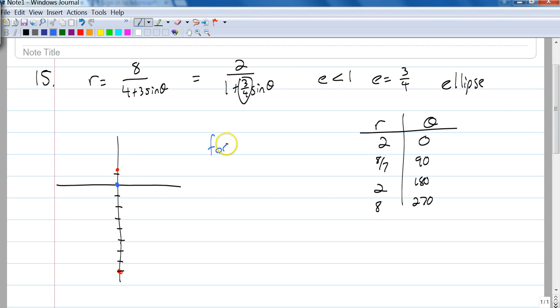You have a focus at 0, 0. You have your two vertices, you could already say, are at, this is 8/7 at 90 degrees, or pi over 2, and the other one is at 8 at 270 degrees, or 3 pi over 2. So I already have 3 of the pieces I need. Now I need to find the center. So you always use your vertices to find the center.